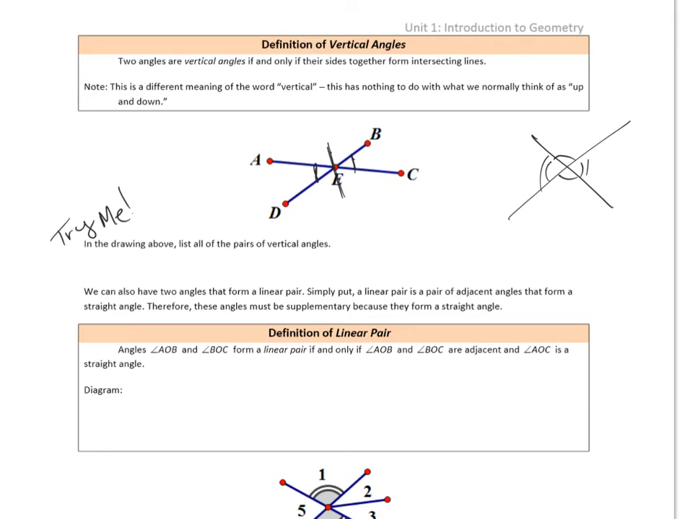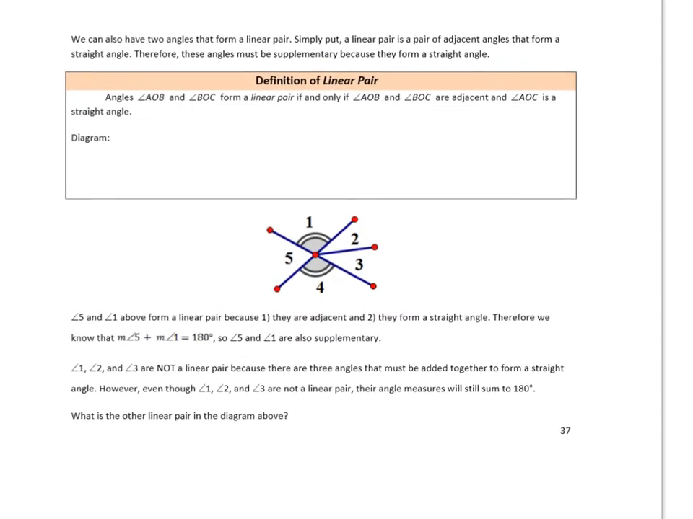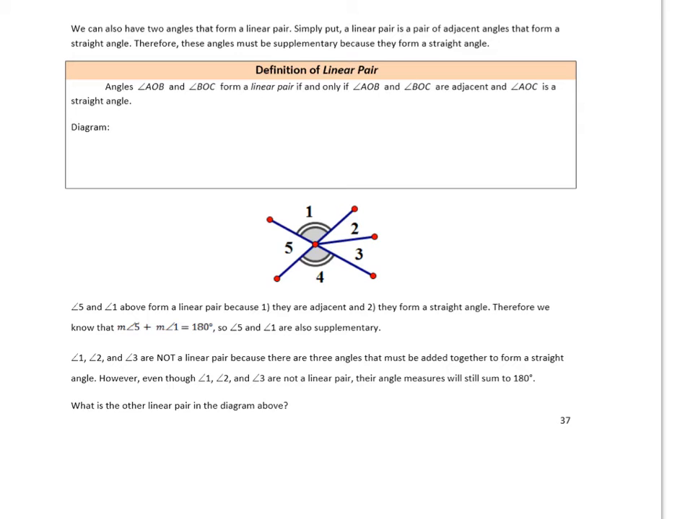My next type of special angle relationship is a linear pair. So let's look at this. Angles AOB and BOC form a linear pair if and only if AOB and BOC are adjacent and AOC is a straight angle. So I asked to draw the diagram for this statement. Well, let's take a look at it. We have to have two adjacent angles, that means two angles that are next to each other, and AOC has to be a straight angle.